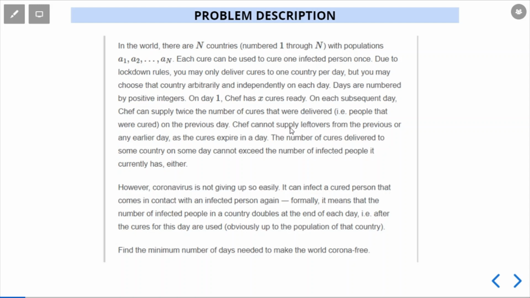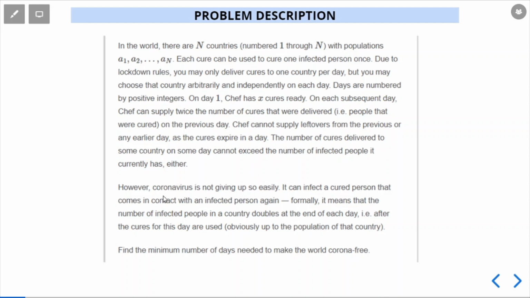And Chef cannot supply the leftovers from an earlier day. Suppose we have 20 vaccines and a country has a population of 10, so we cure 10 people. We cannot send the leftover 10 vaccines to any country on the next day, as they expire on the same day. So this is one condition. The number of cures delivered to some country on some day cannot exceed the number of infected people.